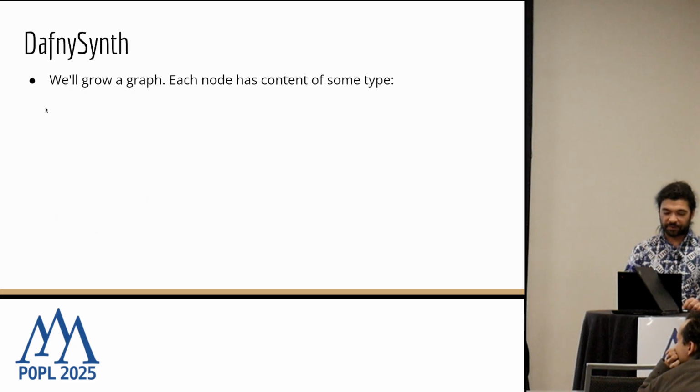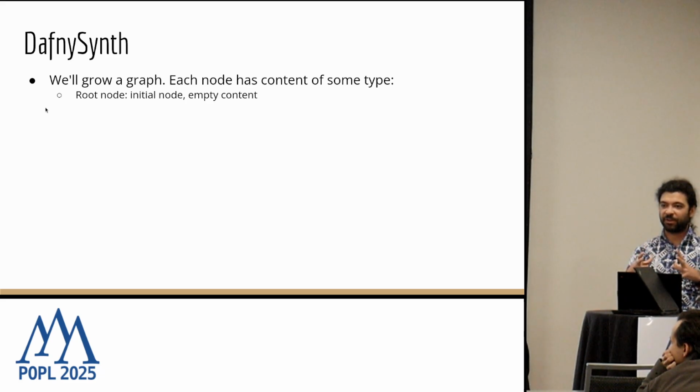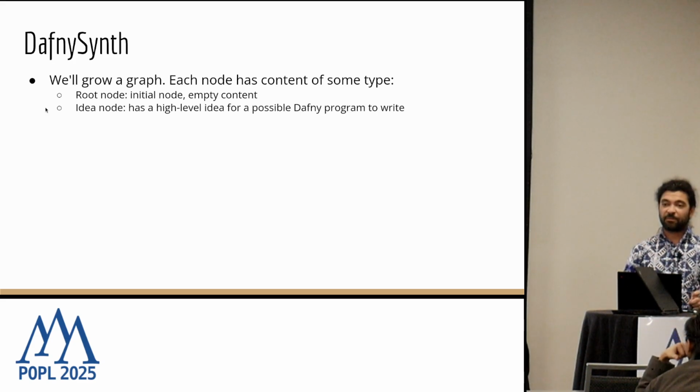So the idea of DafnySynth is this generation pipeline that is basically growing a graph where each of the nodes has some content. There is a root node that's just there to kickstart the process, doesn't have anything in it. But then from this root node, by using a language model, we'll propose high-level ideas of possible programs we could write in Dafny, in natural language. So that will give these nodes in this graph, which we'll call the idea nodes, which will just be text in them.